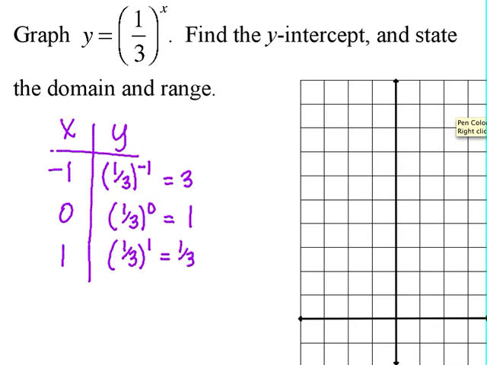So -1 and up 3. Okay? 0 and 1. So what's this one going to do? It's going to curve down. It's going to curve the other direction. Now, if we would have gone all the way up to -2, we would have found it went all the way up to 9. Okay, but once again, it does not touch that axis. And there you go.